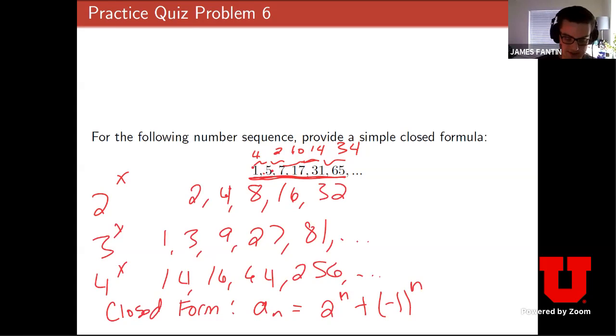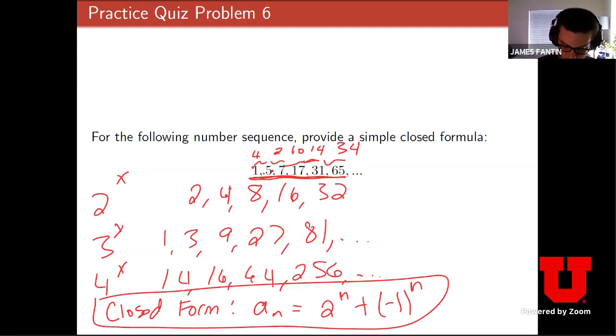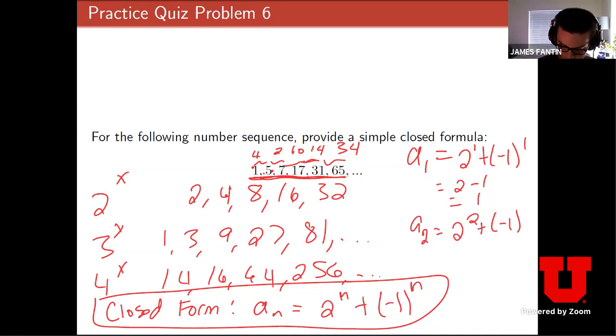And we can test this out to see whether this closed form that we came up with really works. So a to the 1 is 2 to the 1 plus -1 to the 1. So that's 2 minus 1, which is 1. That works. 2 squared plus -1 to the second. So that's 4 plus 1, which is 5. That seems to work. And if we try the others, this will work.